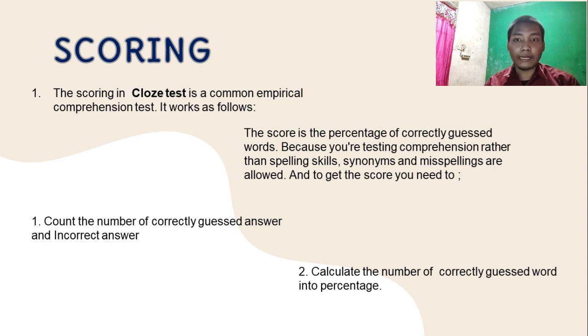It works as follows. The score is the percentage of correctly guessed words, and because you're testing comprehension rather than spelling skills, synonyms are allowed and spelling errors are also allowed. And to get the score, you need to first count the number of correctly guessed answers and the incorrect answers, and after that, calculate the number of correctly guessed words into a percentage, and that percentage will be your score for the cloze test.